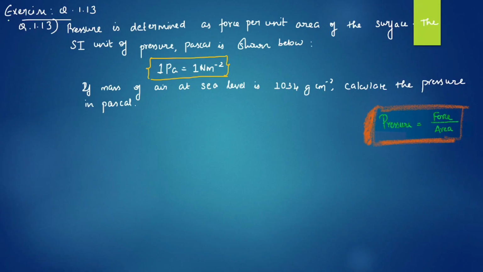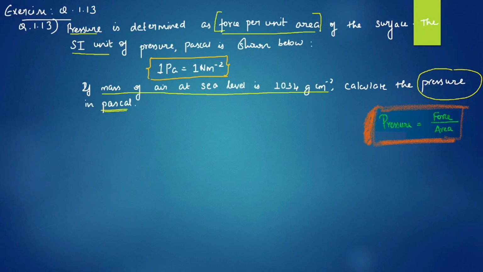Now we'll look into the exercise question 1.13. The question is, pressure is determined as force per unit area of surface. The SI unit of pressure, Pascal, is shown below, that is 1 Pascal is equal to 1 Newton meter inverse square. If mass of air at sea level is 1034 grams per centimeter square, calculate the pressure in pascals.